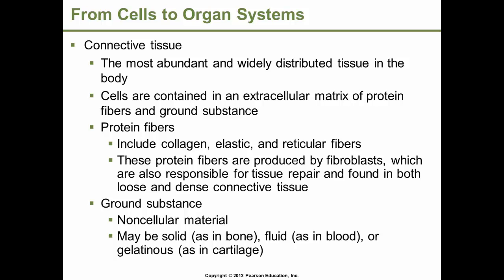Connective tissue is the most abundant and widely distributed tissue in the body. The most common role is to bind, such as ligaments and tendons, and support other tissues such as cartilage and bone. Certain connective tissues specialize in transport. Blood is a connective tissue, as well as provide energy storage. Adipose tissue is also a connective tissue.